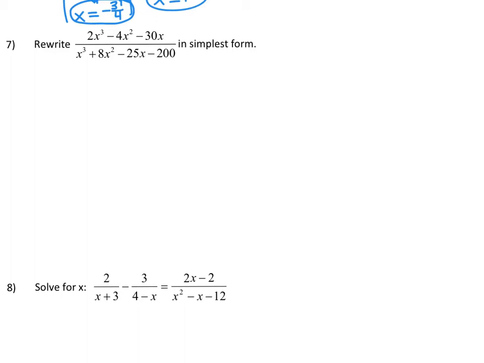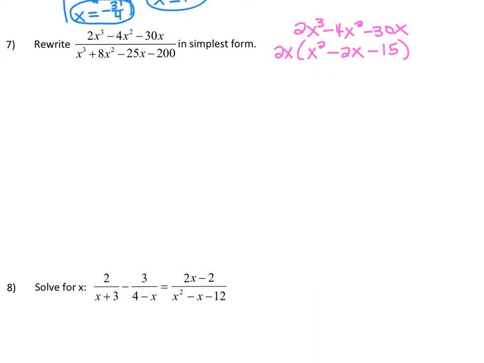All right, so let me start with this first one, the 2x cubed minus 4x squared minus 30x. Okay, so in order to factor that, first thing we could do is pull out the greatest common factor, which is 2x, and that's going to leave us with x squared minus 2x minus 15.